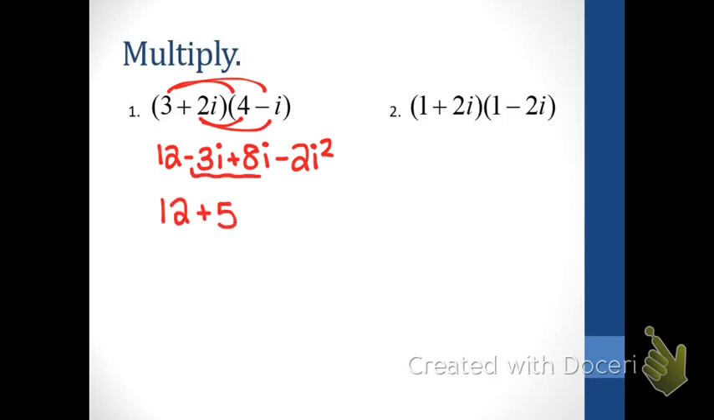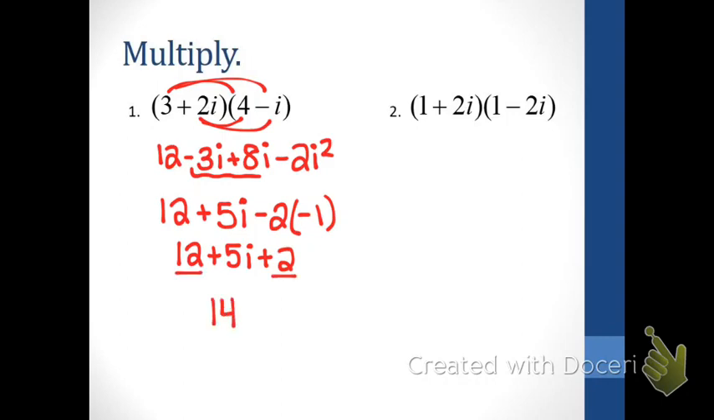We get plus 5i. And then minus 2 times i squared, and i squared is always negative 1. So that's 12 plus 5i. That's going to be plus 2. And then we combine our like terms, and we get 14 plus 5i. Okay. Go ahead and do the second one on your own. Pause the video, and then unpause when you're finished.